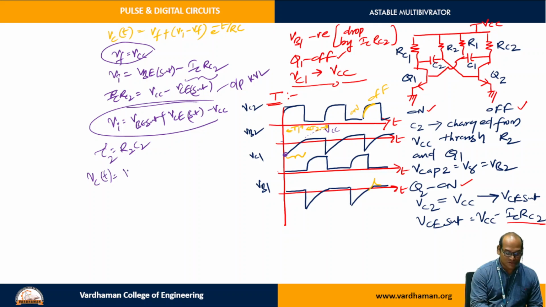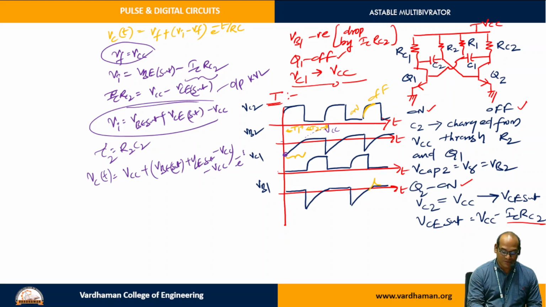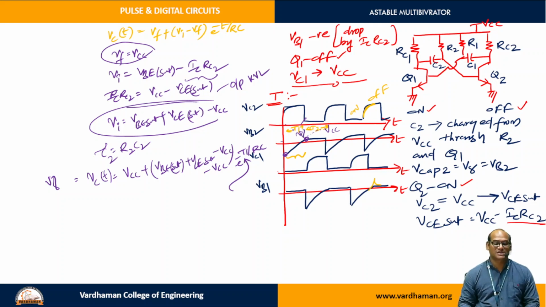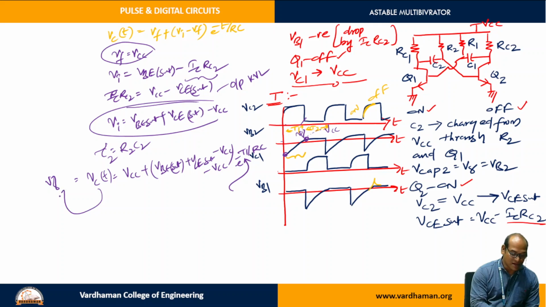V final is how much? VCC. Plus V initial is how much? VB sat plus VCE sat minus VCC. Okay, and V final is again minus VCC e power minus T1 by RC. When you take T is equal to T1, this voltage will become V gamma. You see, by the end of the T1 seconds, its voltage will become V gamma only. Capacitor voltage or the base voltage is becoming V gamma. That's why I have equated this one at T is equal to T1, Vc of T is equal to V gamma.